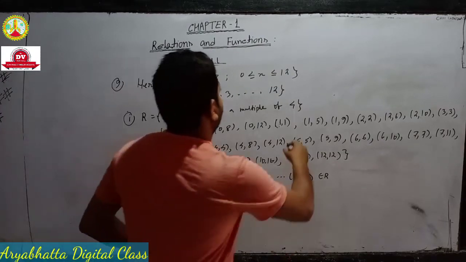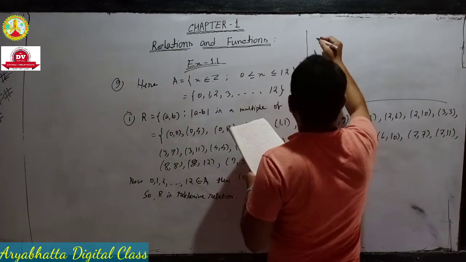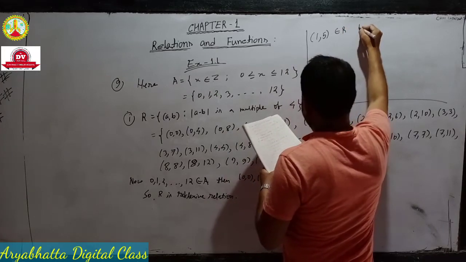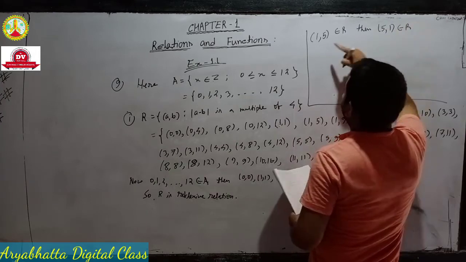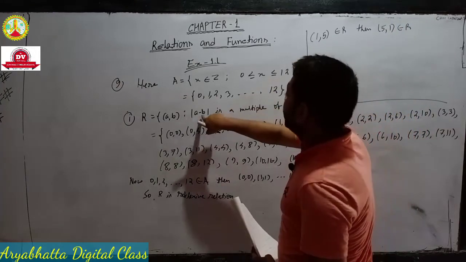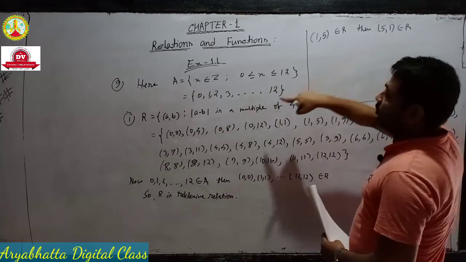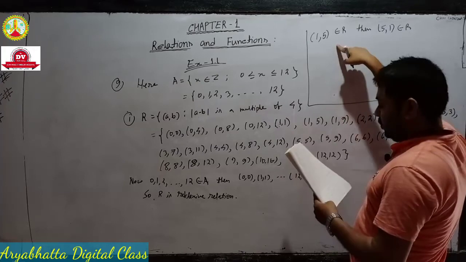Next, if (1, 5) belongs to R, then (5, 1) belongs to R. For (1, 5), modulus 1 minus 5 is equal to 4, and 4 is a multiple of 4. Modulus 5 minus 1 is equal to 4, and 4 is a multiple of 4. Therefore this relation is symmetric.